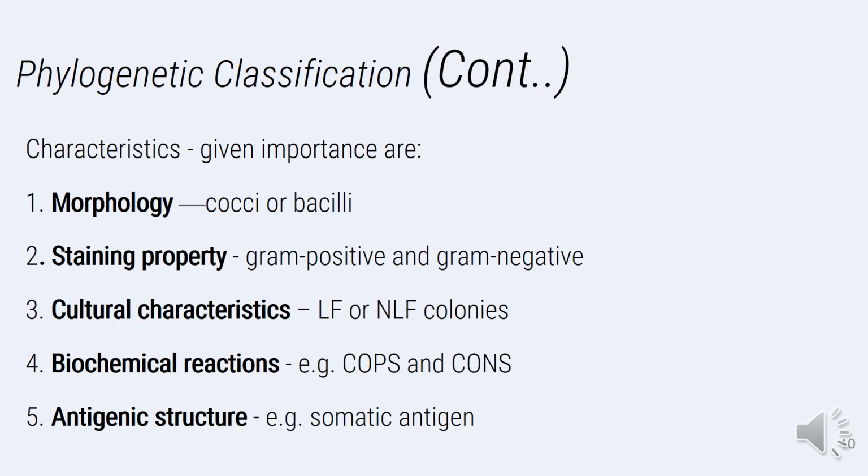In the phylogenetic classification, the characteristics given importance are the morphology, which can be differentiated into cocci or bacilli. Cocci are round shaped and bacilli are rod shaped. Based upon the staining property, like gram positive and gram negative according to Gram stain. Cultural characteristics like lactose fermenting or non-lactose fermenting colonies on MacConkey agar. Biochemical reactions, for example COPS and CONS. Then the antigenic classification like somatic antigen, etc. Your homework is to find the full form of COPS and CONS. Understood? And you will let me know in the comment section.